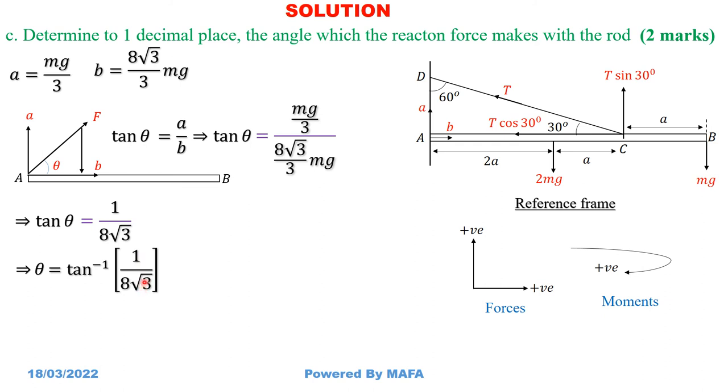So that's it. Your assignment is actually to compute this value and put your answer to 1 decimal place. Always read the instruction. Determine to 1 decimal place, meaning when you compute this value, your final answer should be in 1 decimal place. So that was that about the video.